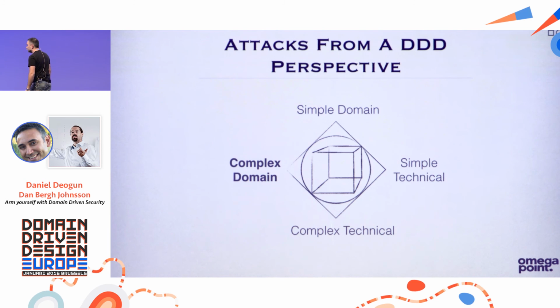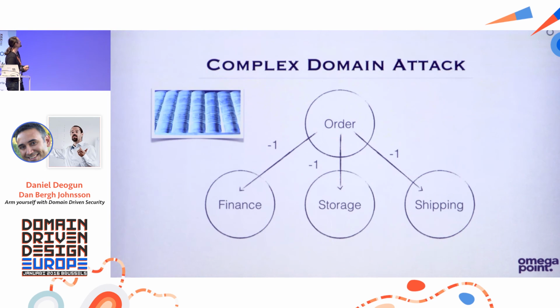Okay, so let's move over to the last of our findings. These are the most recent findings and insights about complex domains. Remember the initial example, where the order went to the finance system and the finance system sent out money? Let's elaborate this a little bit. Imagine that we've got a storage system and a shipping system. The storage system also receives -1.